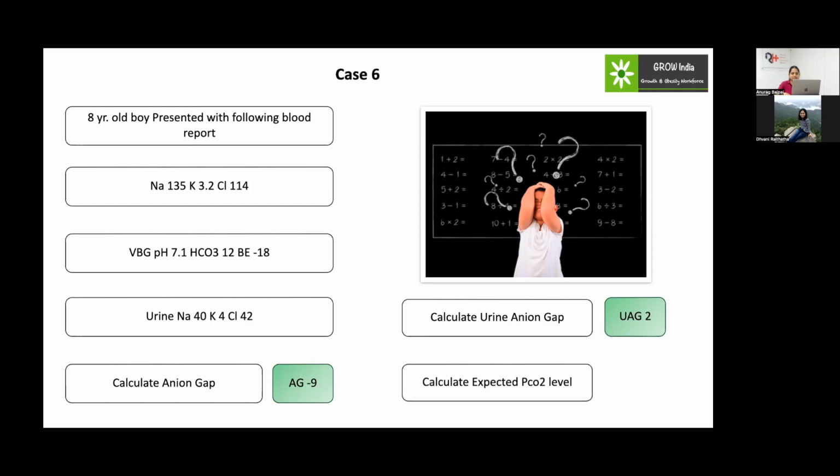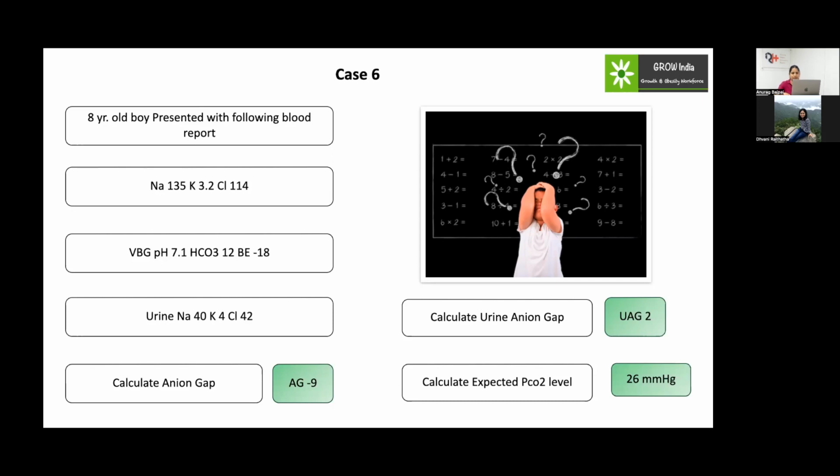And this is just a general question of pediatrics. Calculate the expected PCO2 level in this case. We know the formula. What should be the CO2? What is the ratio of bicarbonate and CO2 in terms of the compensating response? Yes, it is 1.5 times bicarbonate plus 8, plus or minus 2. So in this case, you expect it to be 20.